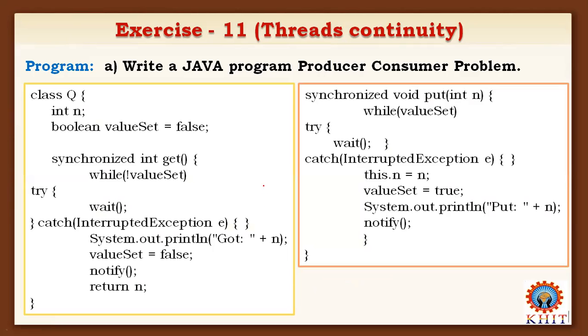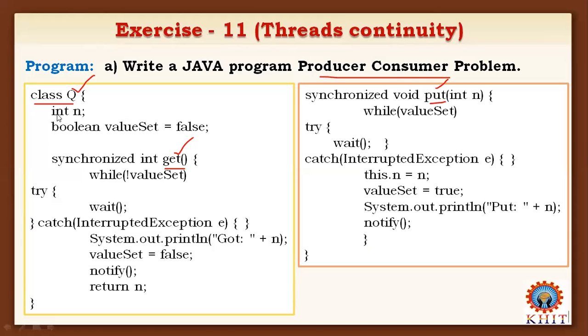Then coming to the producer consumer problem program. Here I have a class called Q, and here I have two methods called get method and put method. The get method can be used to get the item that was produced by the producer, whereas the put method is used by the producer to produce an item or some data.